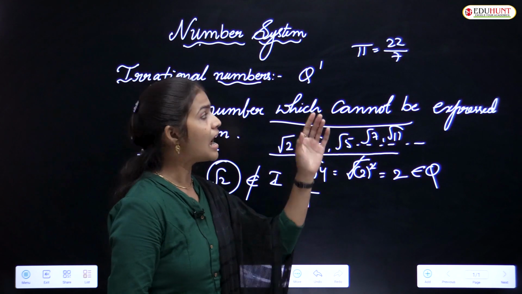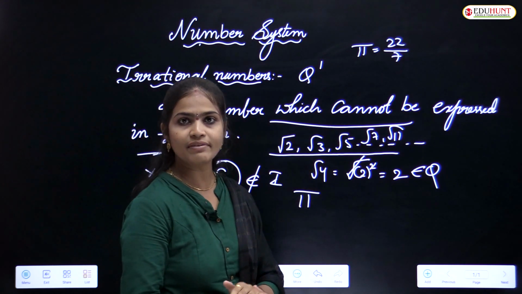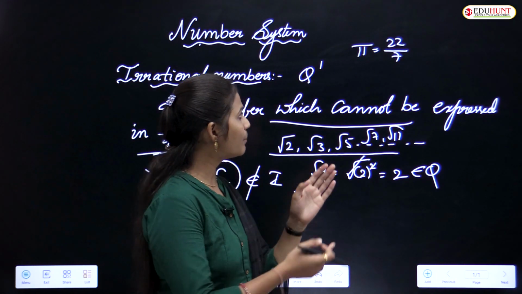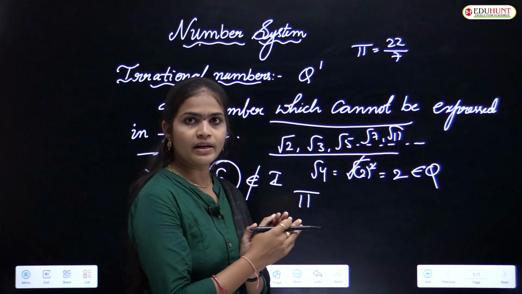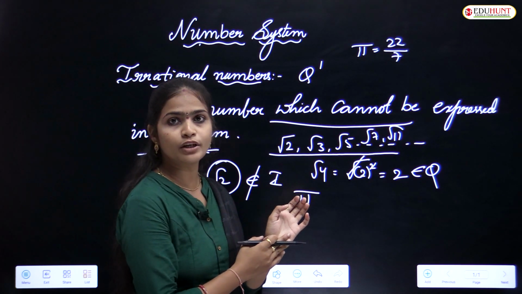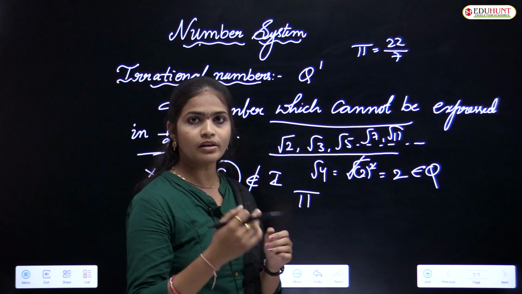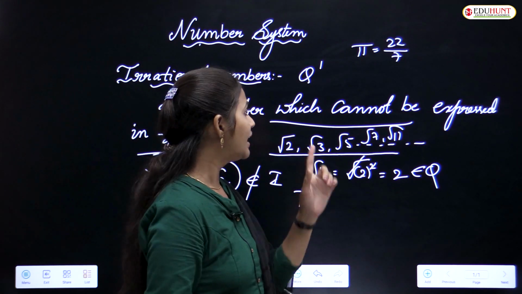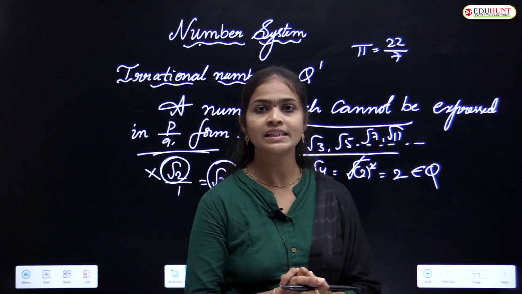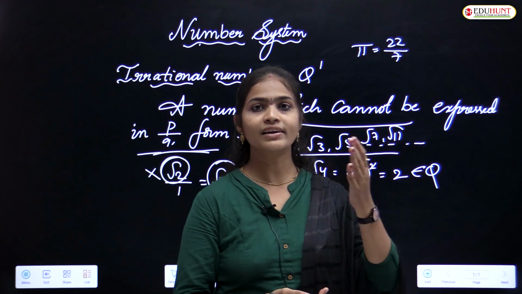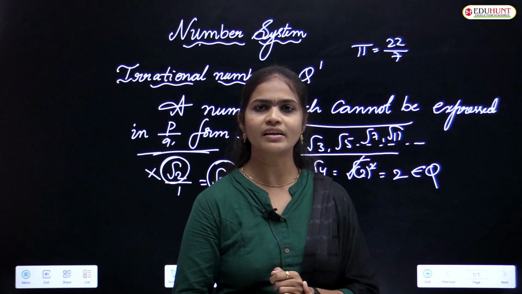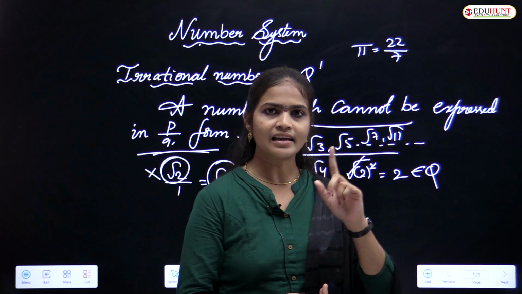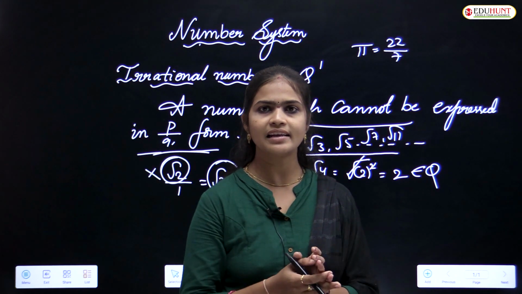That's why after simplifying 22 by 7 you will get a rational number only. In your material you can also observe that pi is given under rational numbers and pi is also given under irrational numbers. How is it possible? Either the number should be rational or irrational.